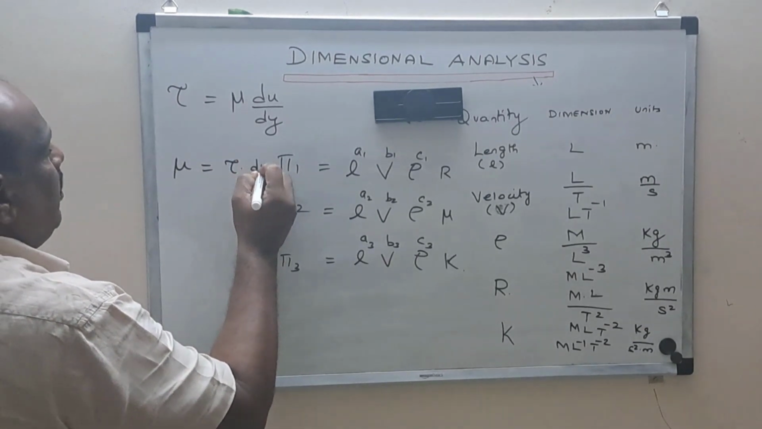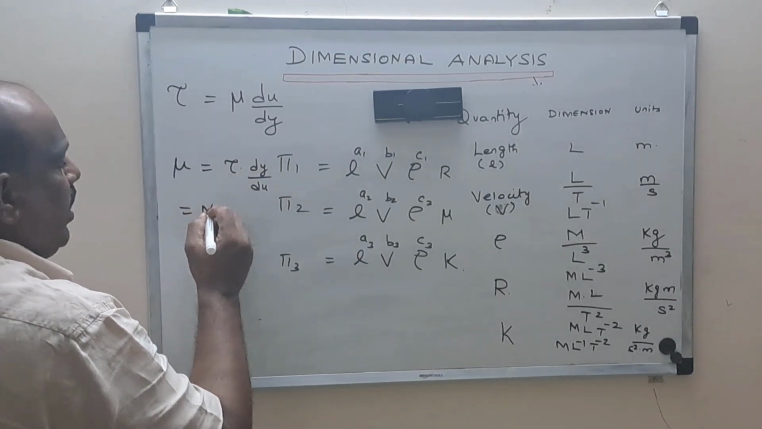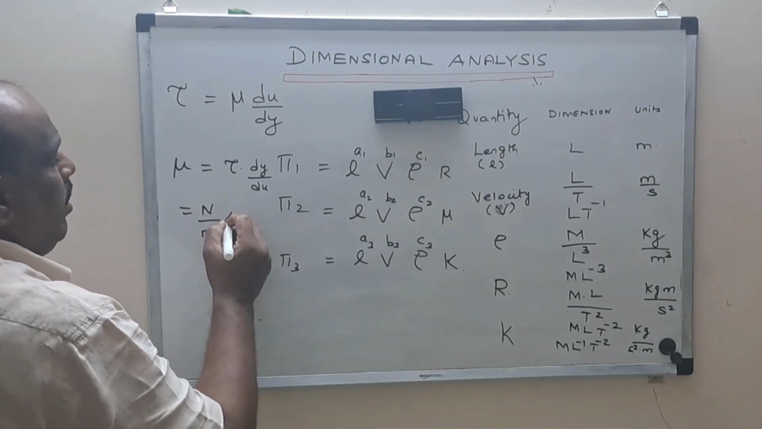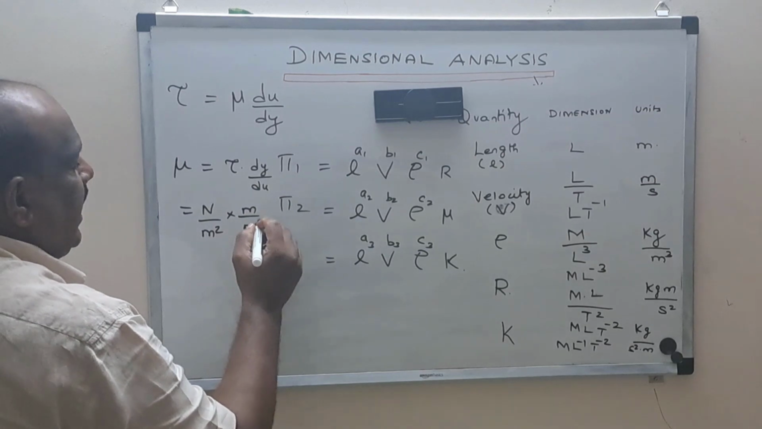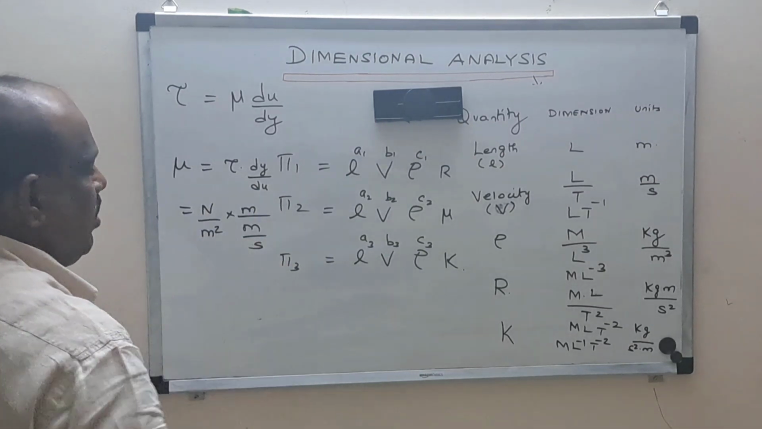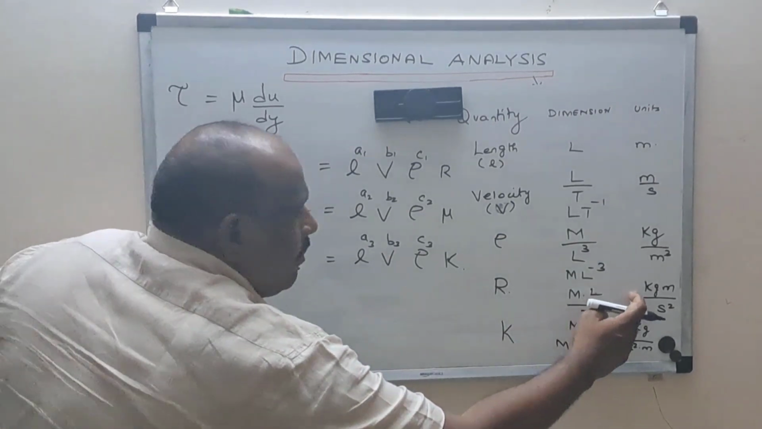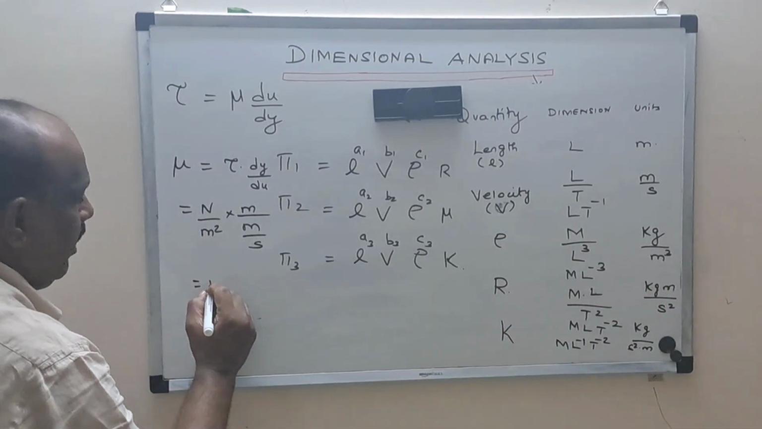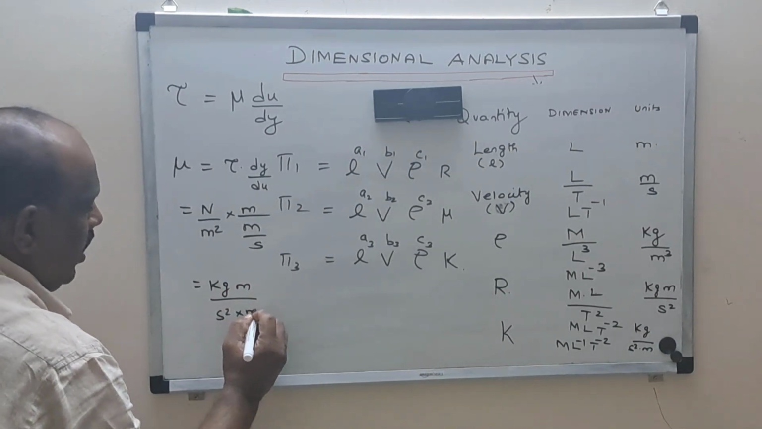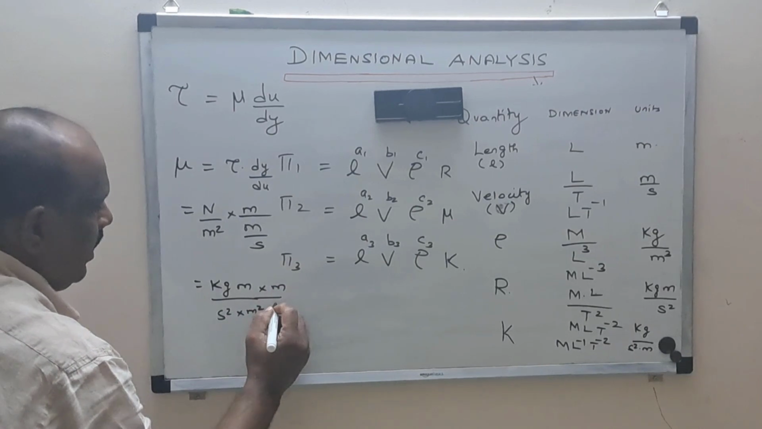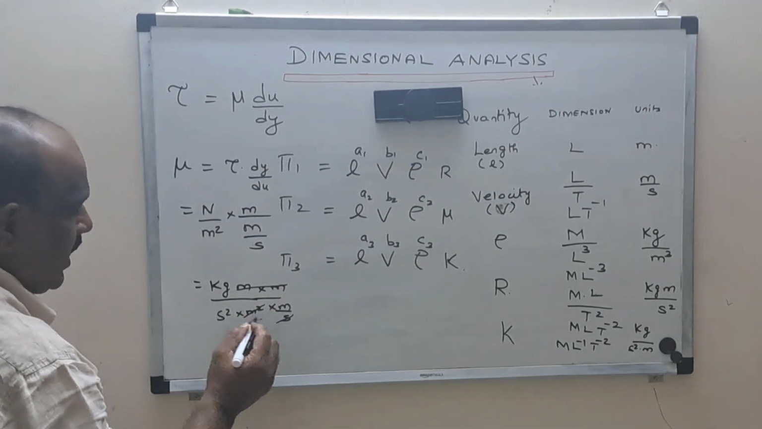tau into dy by du. What is tau? Shear stress. Stress is once again Newton per meter squared. What is dy? It is meter. What is du? It is meter per second, so that second will be here. Now Newton is once again kilogram meter per second squared. So Newton is kilogram meter per second squared into meter squared into meter per second. So this meter squared gets cancelled, and this one second gets cancelled.